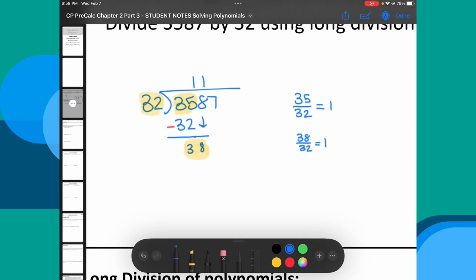Again, we're going to multiply. So divide and then multiply. Then we subtract in another color always. 38 minus 32 is 6. And then we bring down the 7. Now we repeat. How many times does 32 go into 67?